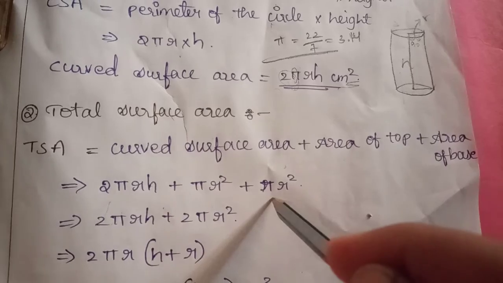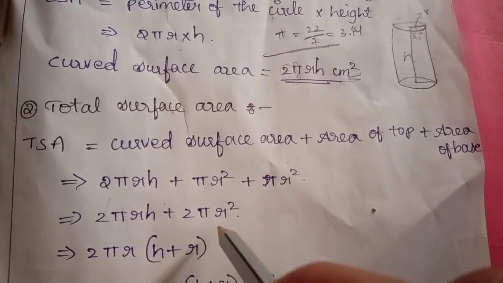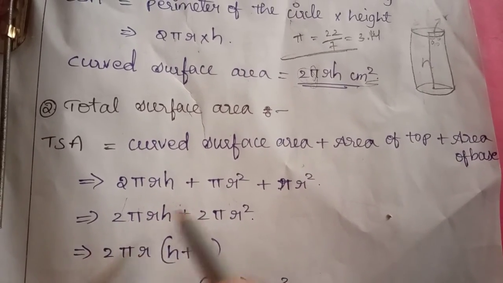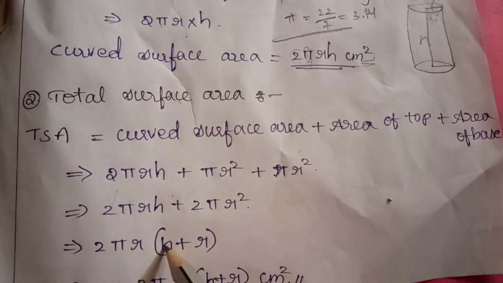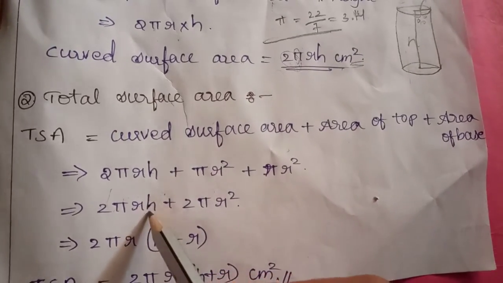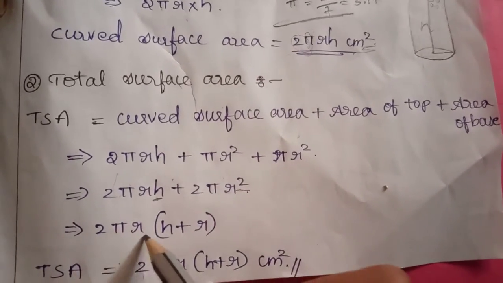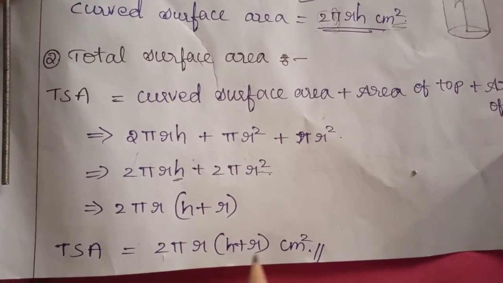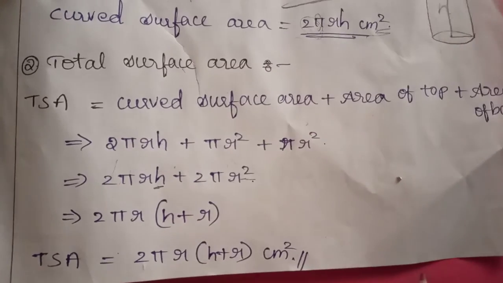Pi r square plus pi r square equals 2 pi r square. So here we can see the common factor is 2 pi and r. So 2 pi r we have taken common, and the remaining is h, and here it is r. So 2 pi r into h plus r. So the total surface area formula is 2 pi r into h plus r centimeter square.